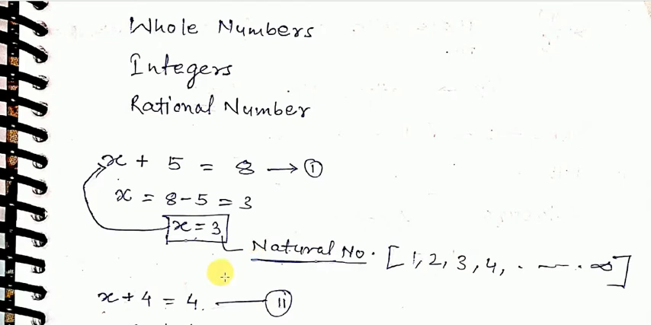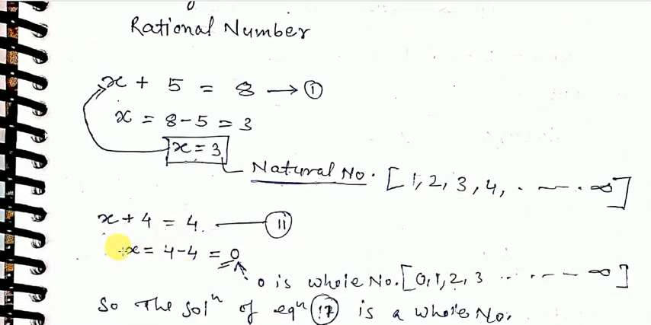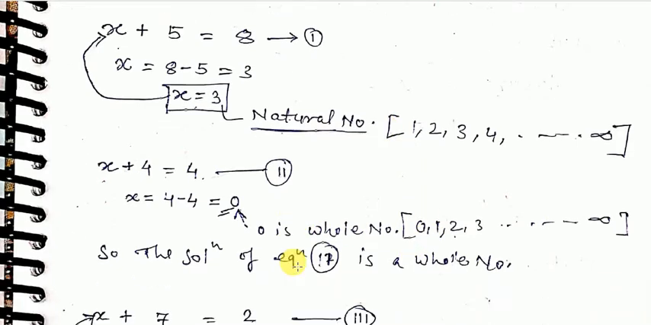So let's take another equation, which is x plus 4 is equal to 4. If we solve this equation, we will get x is equal to 0, where 0 is a whole number. As we know, whole numbers vary from 0, 1, 2, 3 and so on. Whole numbers consist of natural numbers including 0. So we can say that the solution of this equation x plus 4 is equal to 4 is a whole number.